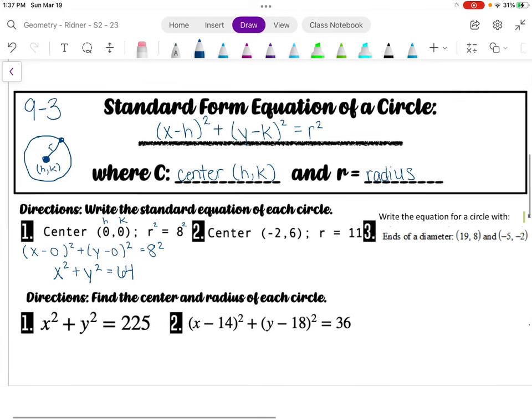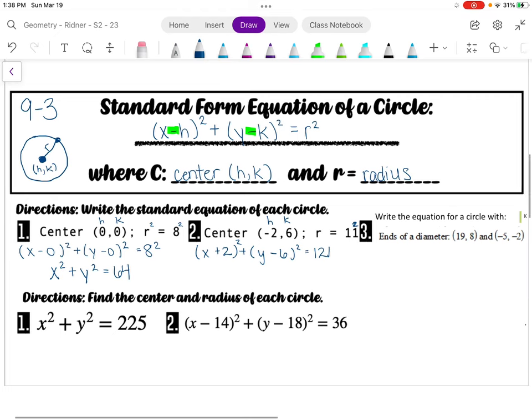So looking at another one, here's the part you want to keep in mind. For your center, since the original formula does have minus, we're always going to do the opposite. So since this is -2, it's actually going to be +2. And since this is +6, it's actually -6. And then what is 11 squared for our last number? Well, that is 121. If you don't have that memorized, you would type that in your calculator.